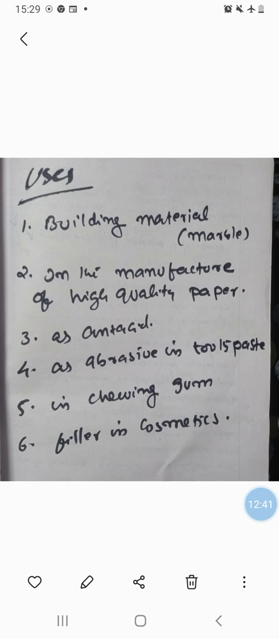So toothpaste contains calcium carbonate. Its role is it acts as an abrasive, and it is used in chewing gum. It is used in chewing gum, and it is used as fillers in cosmetics like talcum powder, etc.